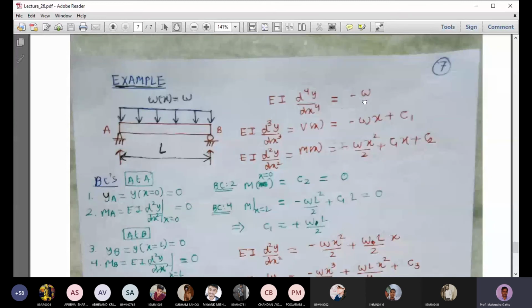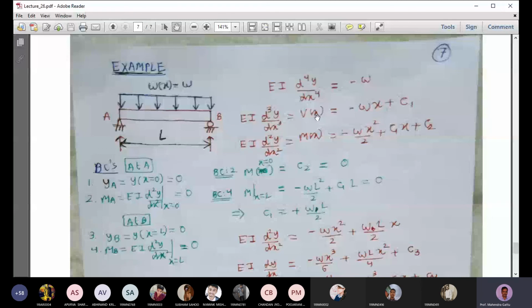So we'll integrate it one time. So we have EI d cube y by dx cube, which is shear force V of x, is minus integral W dx, which is minus W x, and we have the first integration constant C1. Then now we integrate it one more time. EI d square y by dx square is M of x, and we have minus W x square by 2, plus C1 x and C2. So two integration constants have come.